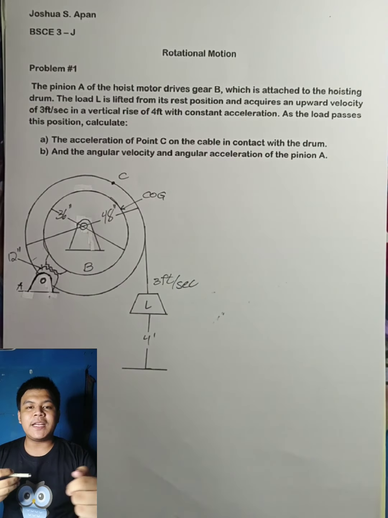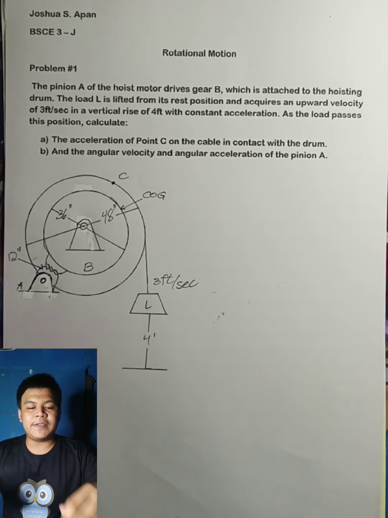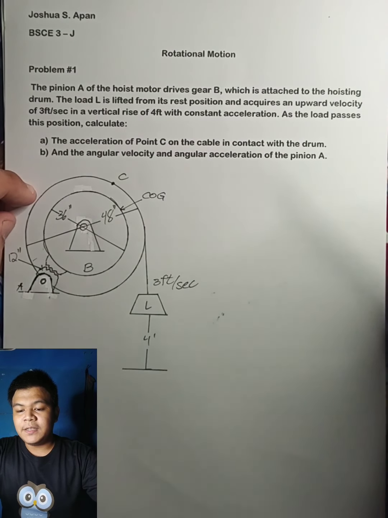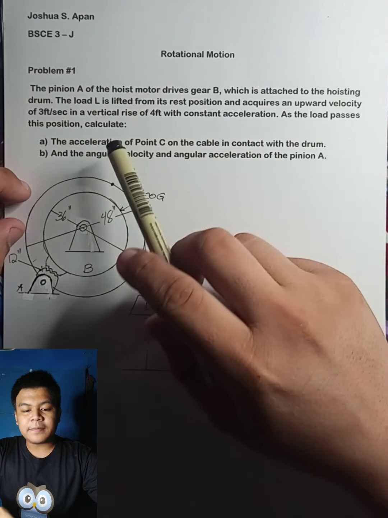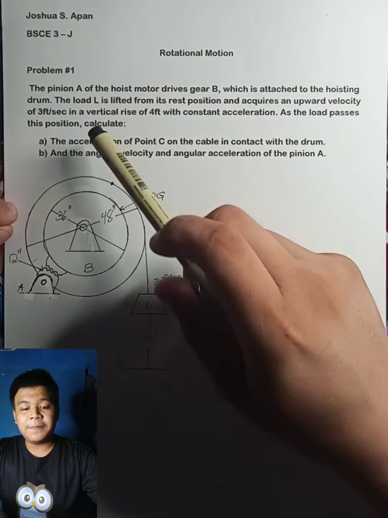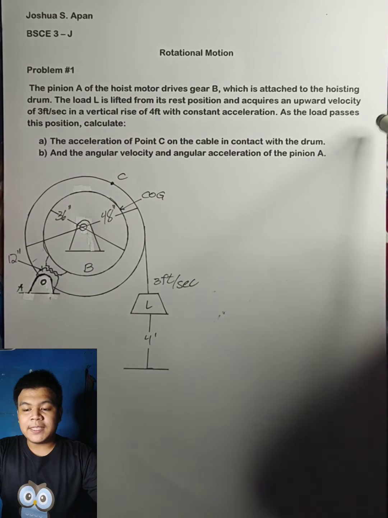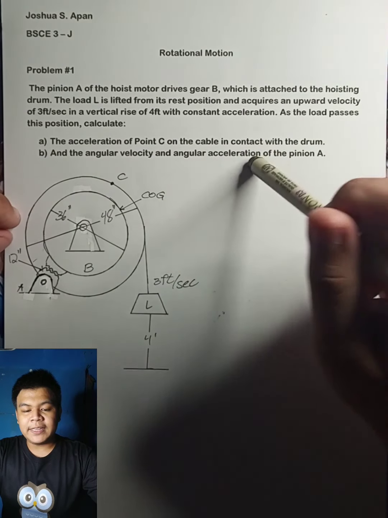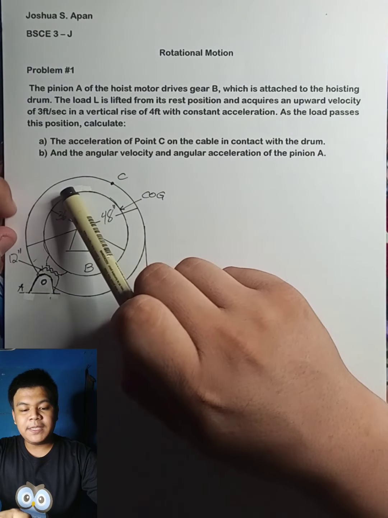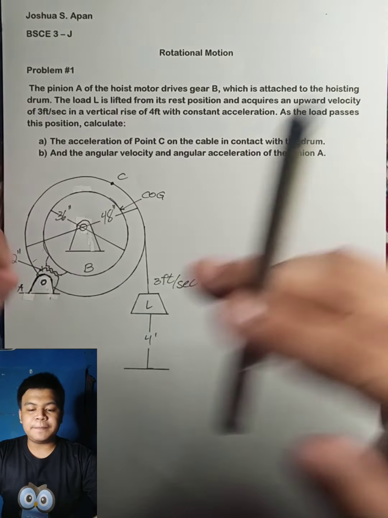At ngayon, nagbibigay naman tayo ng example about sa topic natin na rotational motion. So, problem number 1. The pinion A of the hoist motor drives gear B, which is attached to the hoisting drum. The load L is lifted from its rest position and acquires an upward velocity of 3 feet per second in a vertical rise of 4 feet with constant acceleration. As the load passes this position, calculate A, the acceleration of point C on the cable in contact with the drum. Then B, the angular velocity and angular acceleration of pinion A.